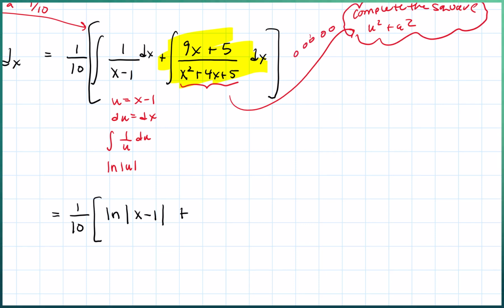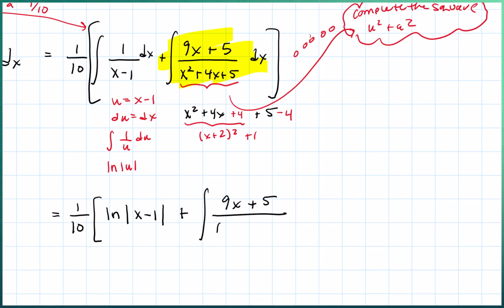If I want to complete the square, let's go back to black. We've got x squared plus 4x on the bottom. I'll put the 5 out here. I'm going to add 4 to make that into a perfect square, x plus 2 squared. But if I add 4, I also need to subtract 4. So I'm going to rewrite my integral, and the denominator becomes x plus 2 quantity squared plus 1. Now that's what I'm going to work with. That's what I'm going to integrate.